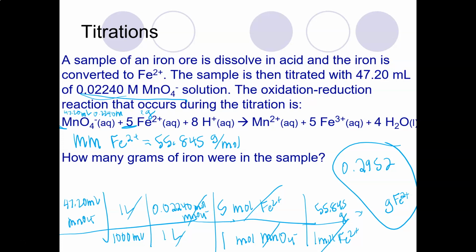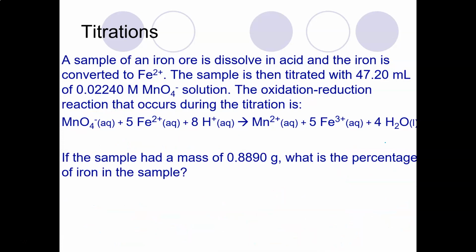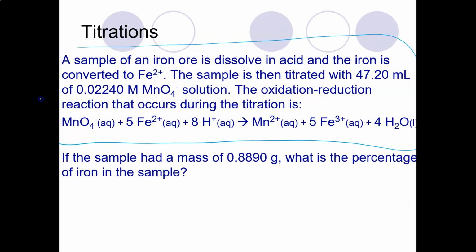Okay, cool. Hopefully that went well. We used molarity, mole ratio, and molar mass in that equation. Now, we actually have one more part of this same question. Same question, so we're going to actually need to keep that 0.2952 grams of iron here. But the top part's exactly the same, so this didn't change at all.